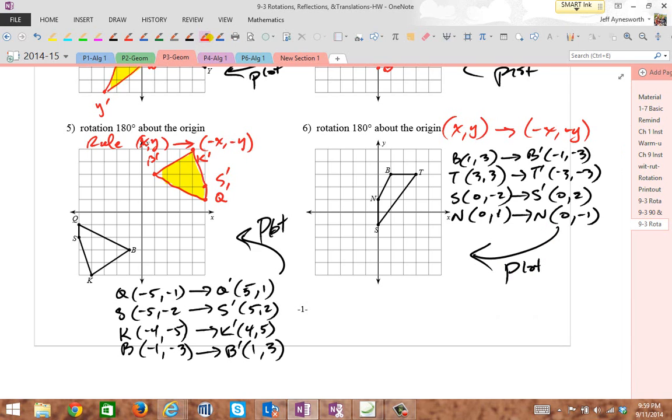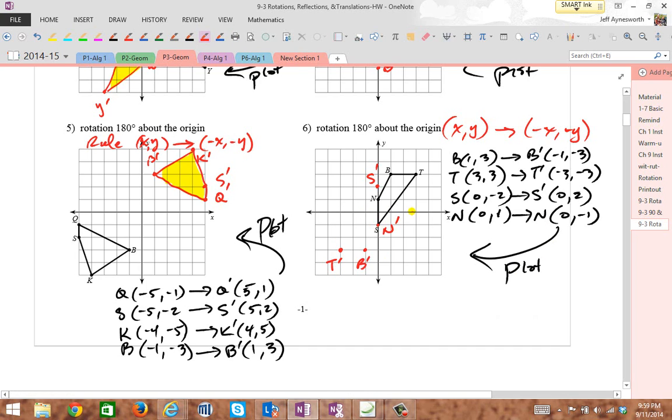All right, so -1, -3 is down here, B prime. -3, -3 is here, T prime. 0, 2, right here, S prime. And 0, -1, right here. And that's not S prime, that's N prime. N prime, and then you connect. Okay. And there you go. I made a mistake somewhere. S prime, 0, 2, N prime.